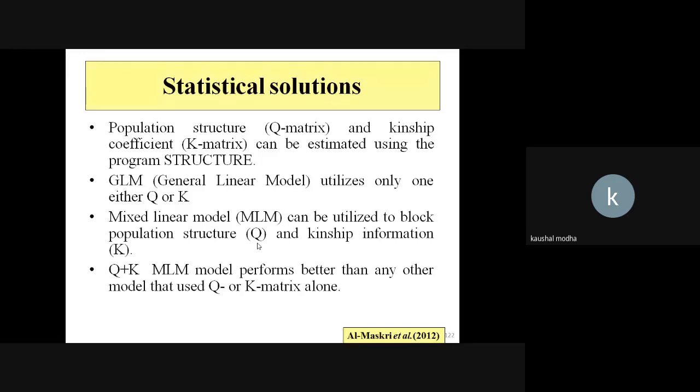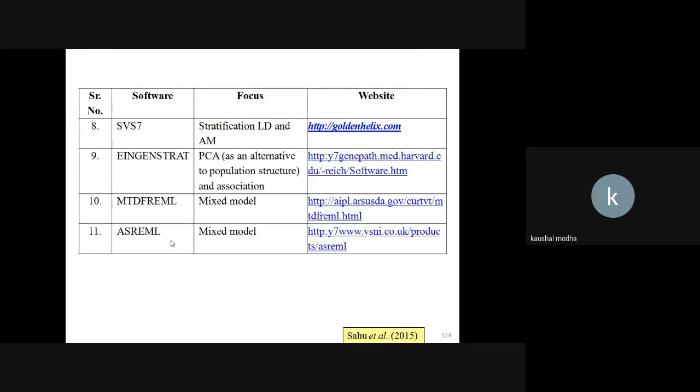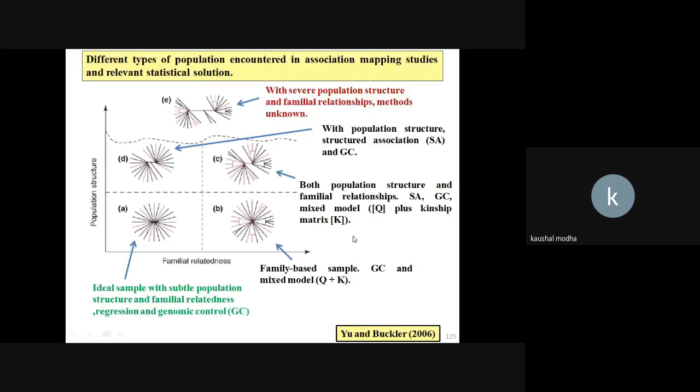So mixed linear models are much better than general linear models. These are some of the software used for association mapping and to work out population structure. Structure and TASSEL are both very popular software for association mapping. Nowadays, there is software for mixed models. These are the names of the software and websites. You can visit those sites if you are interested. Now, these are the statistical solutions for avoiding false positives and studying different types of populations.